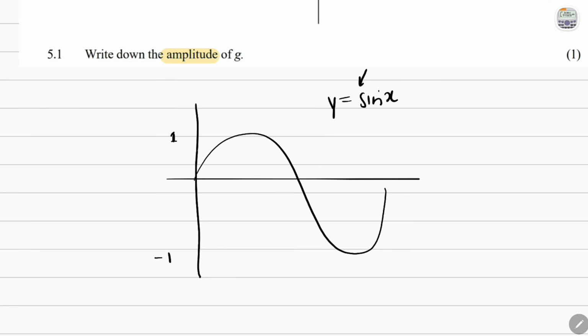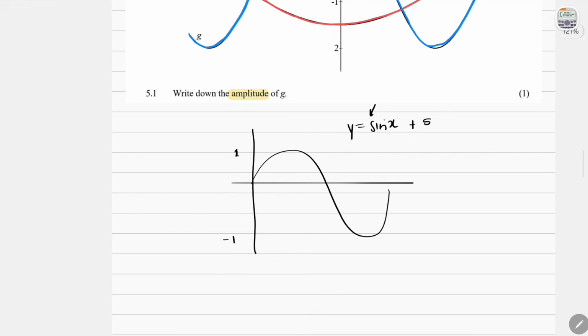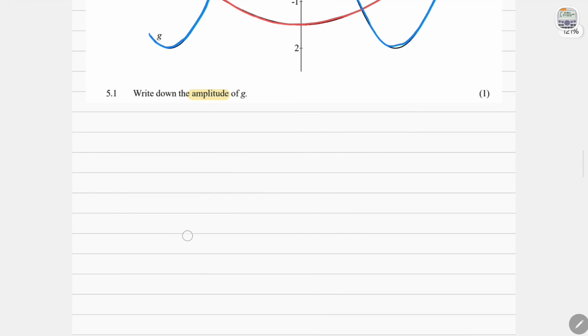You would also have to consider whether there were shifts. So if this graph was shifted up or down, so if it was plus 5, then the amplitude would still be 1, but finding it may be a little different because the maximum here would not be 1 and the minimum would not be negative 1. Okay, so that's just an explanation on that.